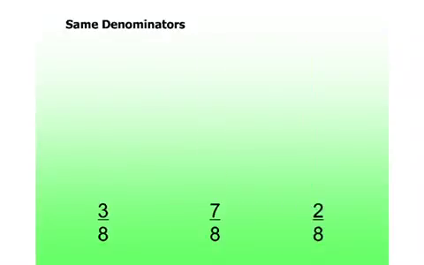All right. These three also all have the same denominator, which means we're breaking down the whole for each one of those into 8 parts, right? Each of the numerators is different though. This numerator is 3, which means we're only counting 3 out of the 8. This one is 7, which means we're counting 7 out of the 8 parts. And this one is 2, which means we're counting 2 out of the 8.